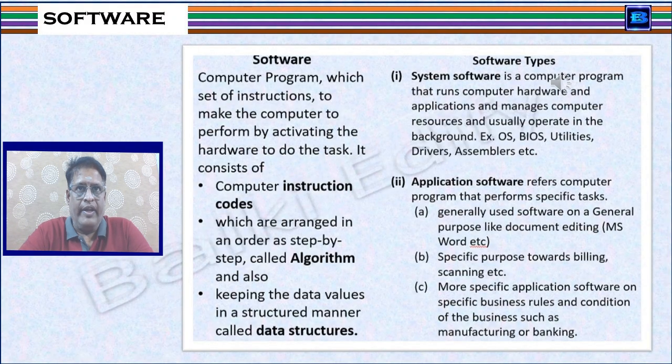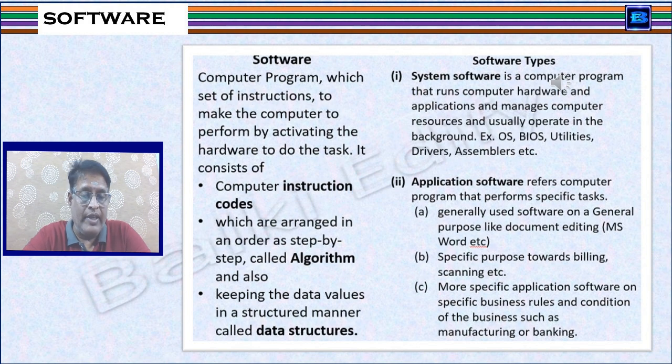We will be using a lot of data or values. To store the values, we need to have data structures. This constitutes a software. Having said that, the software will have two purposes. One, it may be used to make the computer function, like operating system, BIOS, utilities, assemblers. These are all called the system softwares.